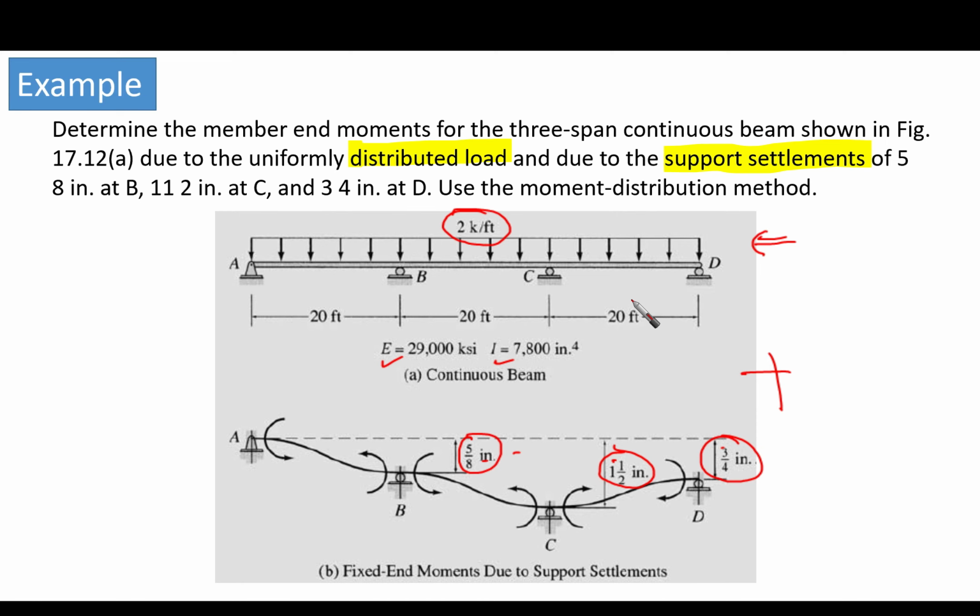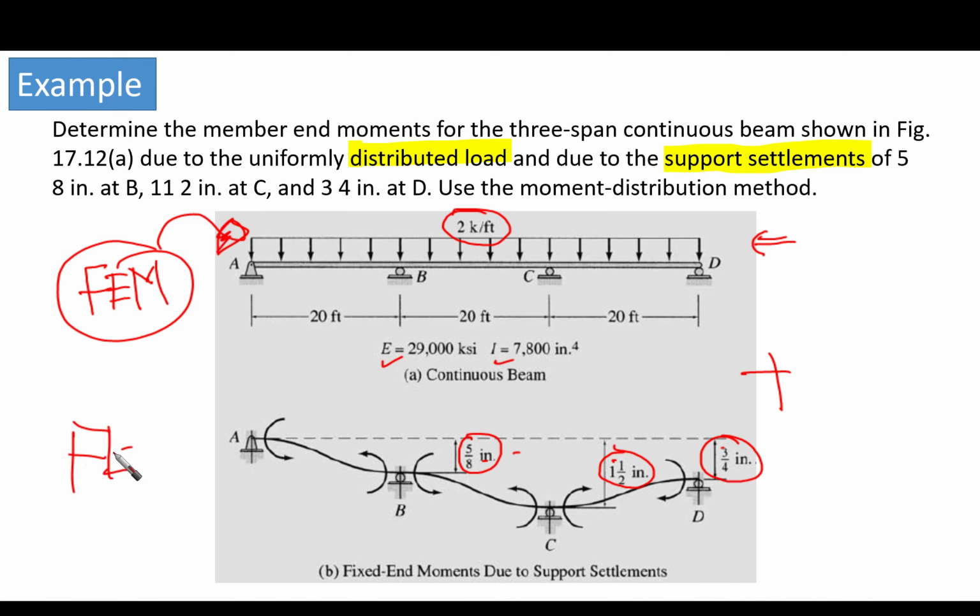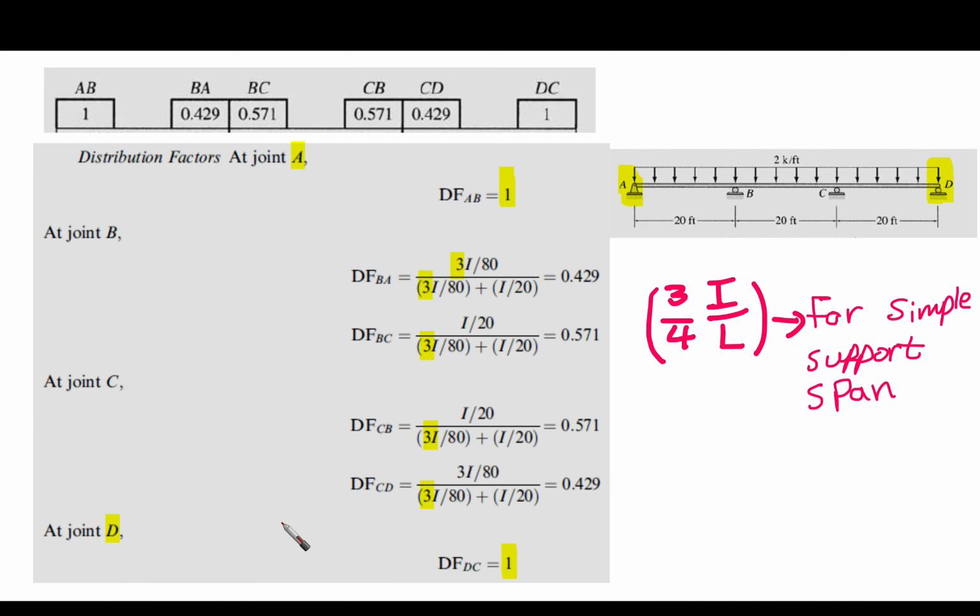So the main idea here is that we are going to get the fixed end moment for the distributed external load and the fixed end moment also for the settlement of the supports, and then we are going to sum them up. That's the main idea of this example, that the fixed end moments are going to be summed up at each point due to the external loading and due to the settlement of supports. Okay, now let's go with the main steps that we know.